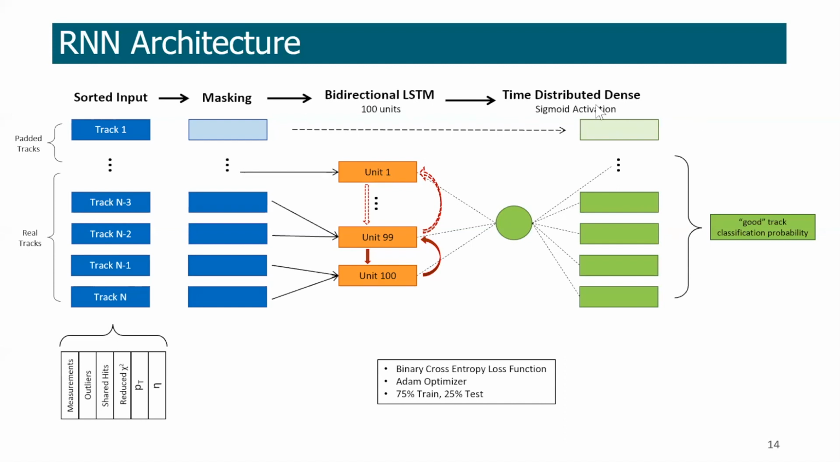The final layer was a time distributed wrapped dense layer with a sigmoid activation, which returns an array of good track probabilities. And the time distributed wrapper simply allows the RNN to return an output probability for every input.